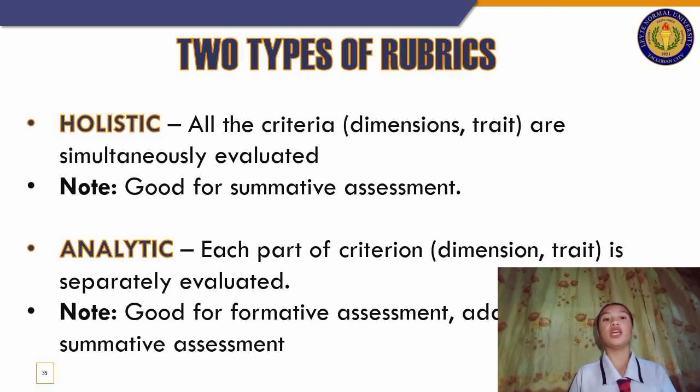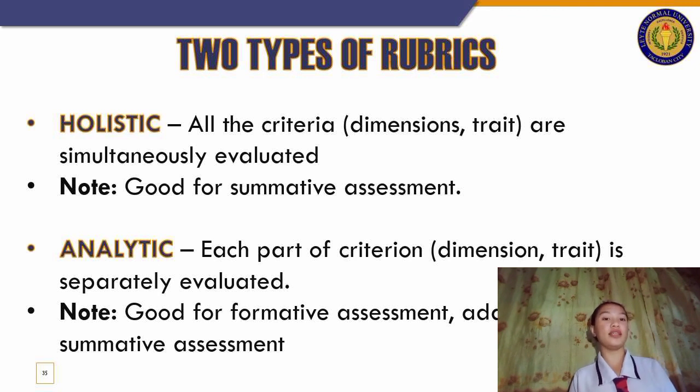For example, imagine assessing a student's essay using a holistic rubric. Instead of breaking down the essay into specific components, you will evaluate the essay as a whole, considering how well it meets the overall criteria for excellence.